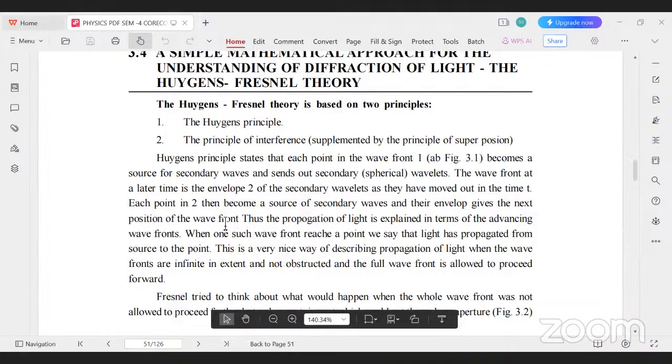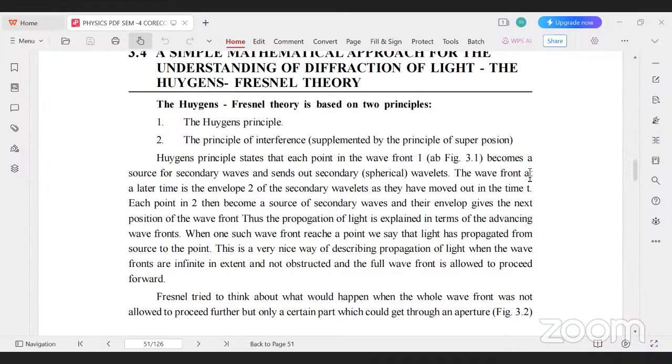Each point on the wavefront becomes a source of secondary waves, and their envelope gives the next position of the wavefront. Thus, the propagation of light is explained in terms of the advancing wavefront. When one such wavefront reaches a point, we say that light has propagated from the source to that point. It is a very nice way of describing the propagation of light, which goes as a wave, giving the direction of how the light flows and propagates.